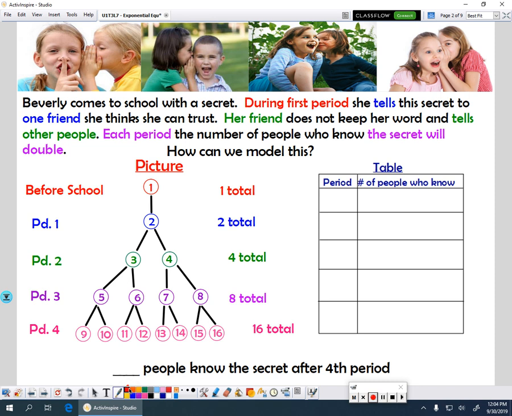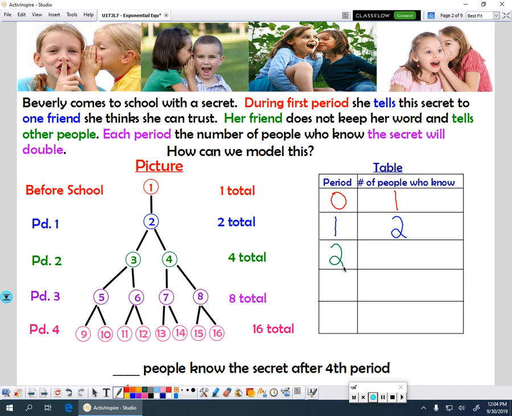So now we're going to try to model this using our table. So before school, I'm going to call that period 0 because it's before school. And before school, the only person who knows the secret is Beverly. Beverly, during period 1, tells her good friend, so now we have 2 people who know the secret. And unfortunately, every period after that, it's going to double.